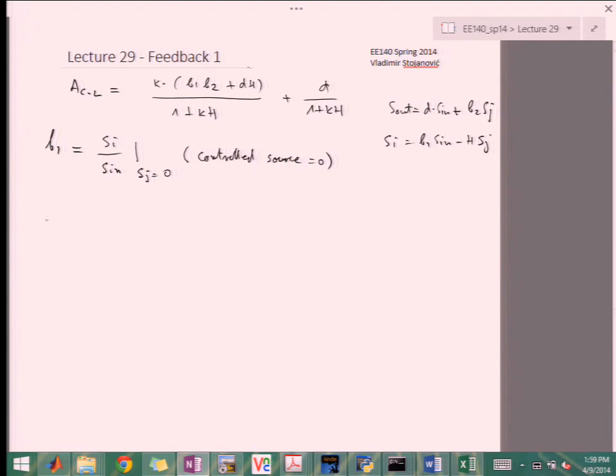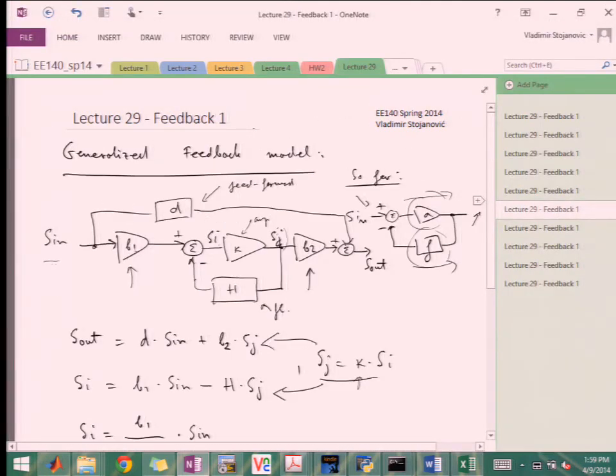And then we have B2, which is S out over Sj for S in equals 0. And that means input equals 0. Why is S in equals 0? Because that feedback path through D is now nulled, right? So my output is just B2 times Sj. Again, B2 times Sj is S out if I don't have this path over here.